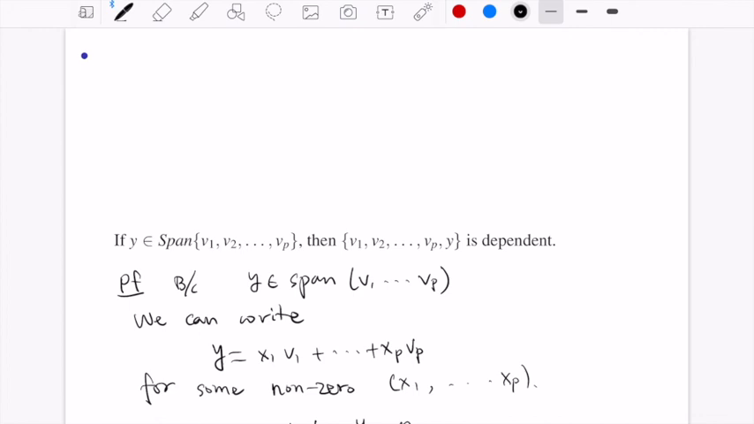So we can say, if Y is linearly dependent on V1, V2, Vp, then the set having V1, V2, Vp together with Y must be dependent. You can say the same thing.